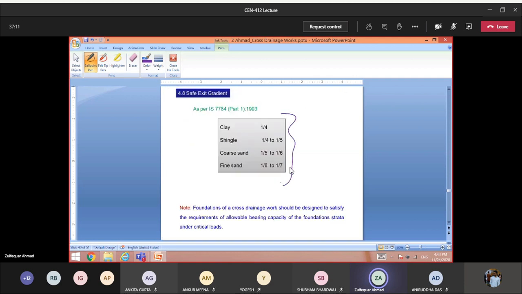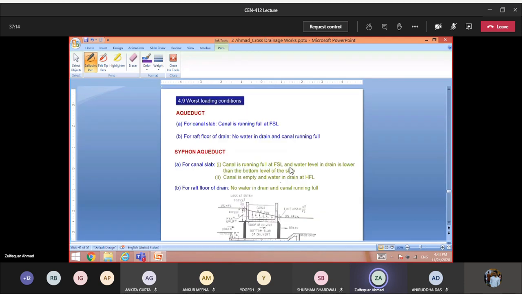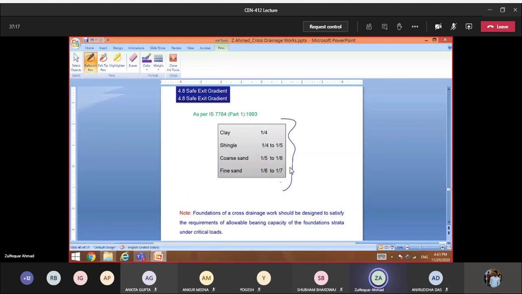Okay. Then safe exit gradient, I will tell you, this is the allowable value of the safe exit gradient. Okay.